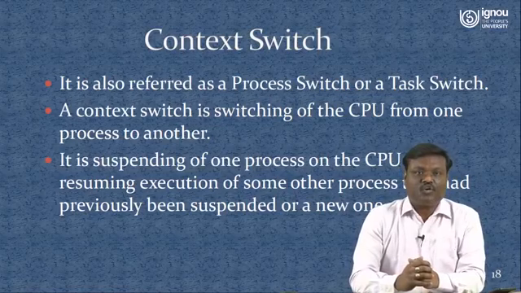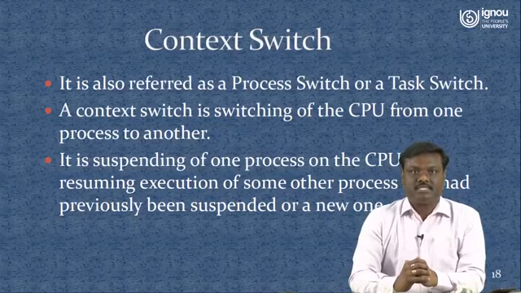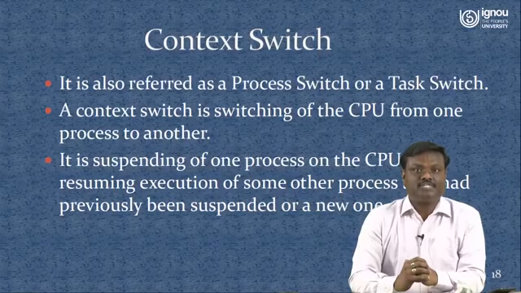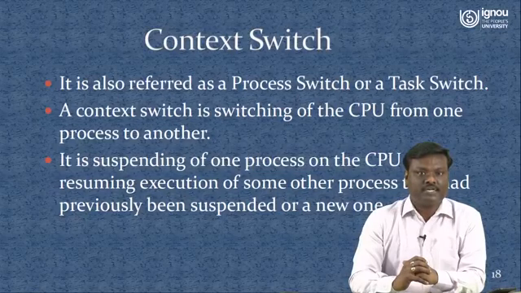So let us see the context switch. We have studied the process control block. Whenever the context switch happens, the PCB plays the major role. This particular context switch is also known as process switch or else task switch. In some systems we use it as a task switch, like in Windows we call it a task switch. For Unix-based systems like Multics, Unix, Linux, IRIX, we call this particular process the process switch. A context switch is switching of the CPU from one process to another.